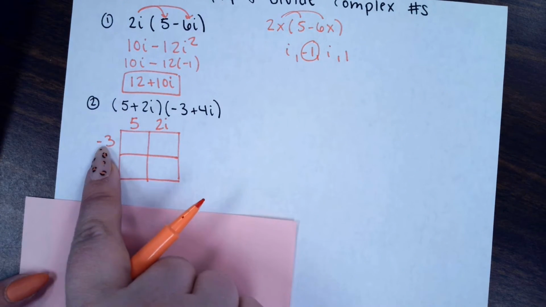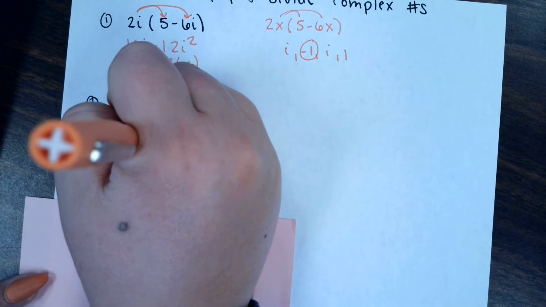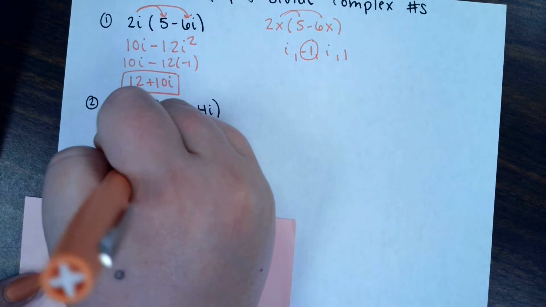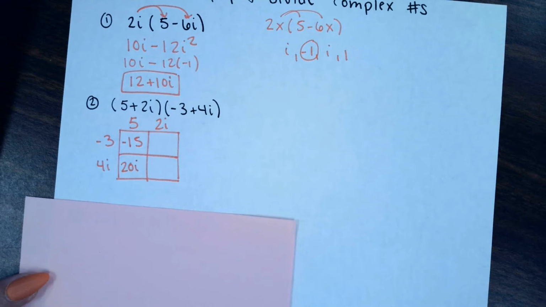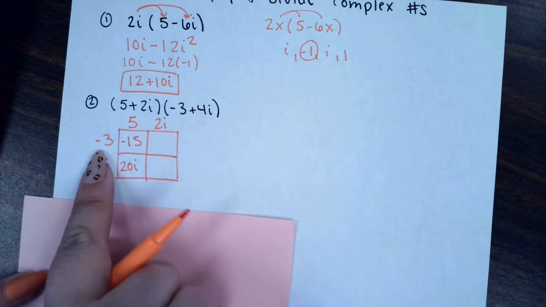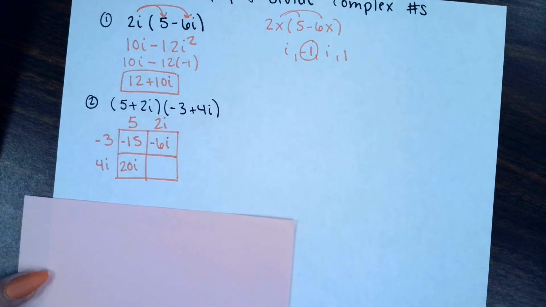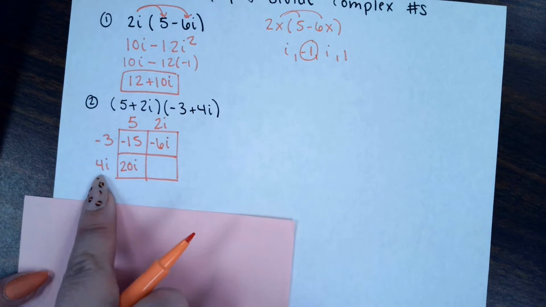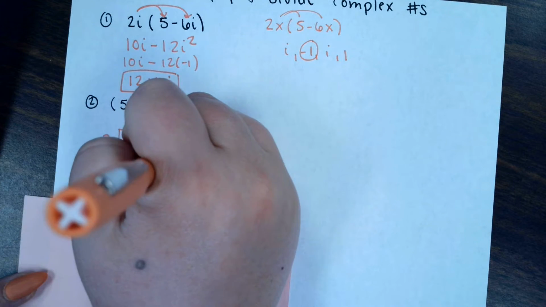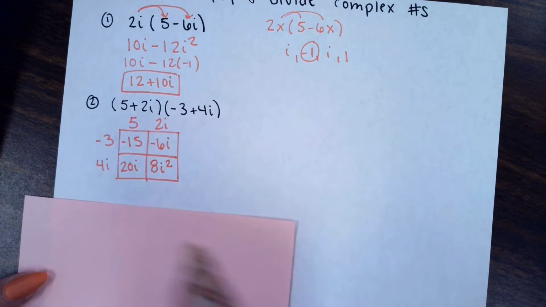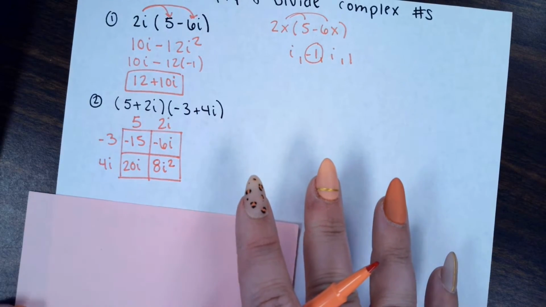So 5 times negative 3 gives us negative 15. 5 times 4i is 20i. 2i times negative 3 is negative 6i. And then 2i times 4i is going to give us 8i squared. So again, we're seeing that i squared come into play. Remember, that's really just negative 1.